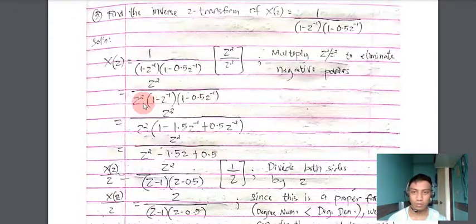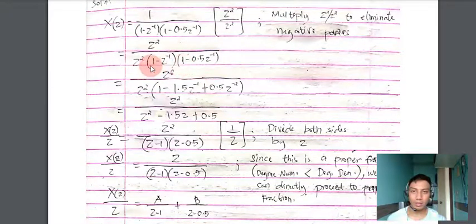So z squared over z squared, multiplied by 1 minus z raised to the power of negative 1 times 1 minus 0.5 z raised to the power of negative 1. So by applying the FOIL method, simple basic algebra, distributing, we came up with this function. Then by simplifying, we have z squared over z squared minus 1.5z plus 0.5.